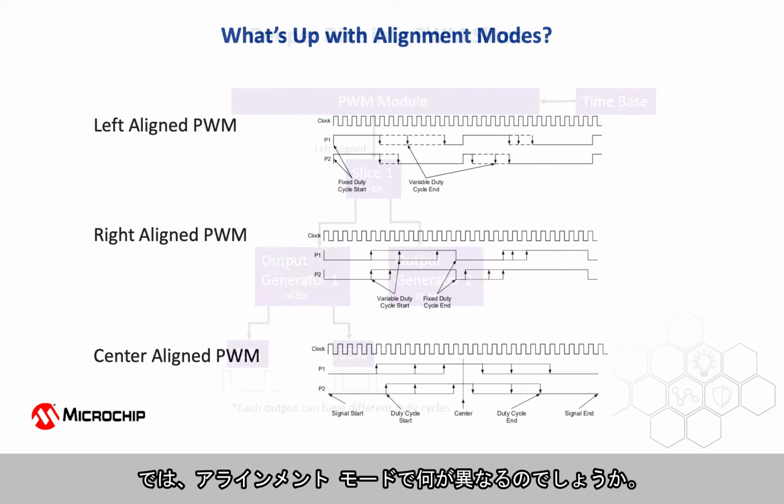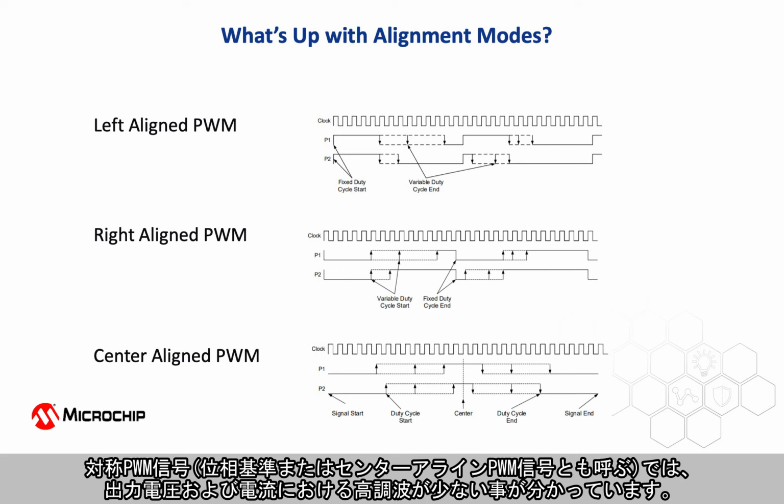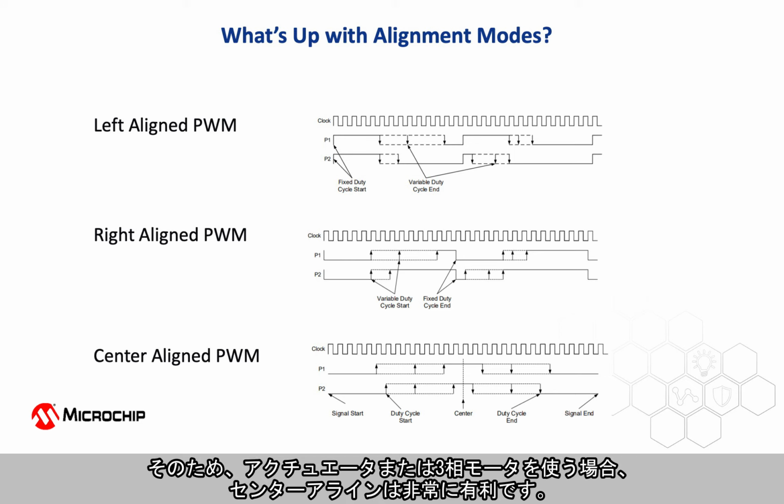So what's up with the different alignment modes? It's been shown that symmetric, also known as phase correct or center aligned PWM signals, generate fewer harmonics in the output voltages and currents. This makes center aligned highly advantageous when using actuators or three-phase motors.